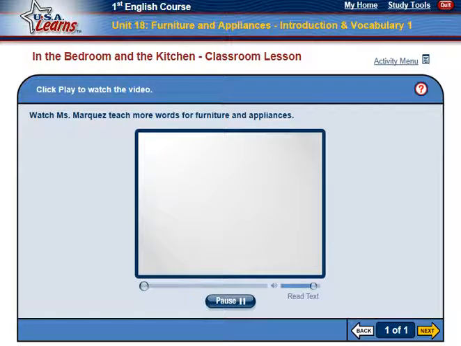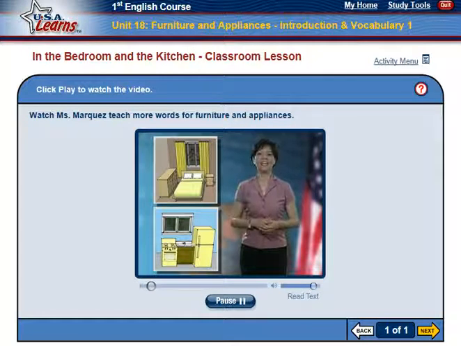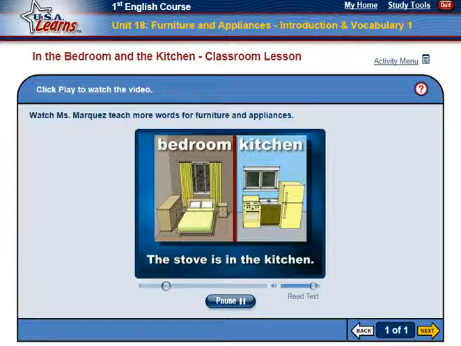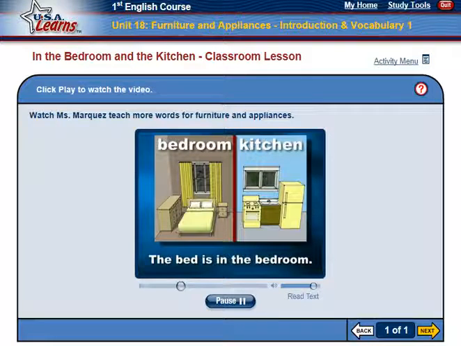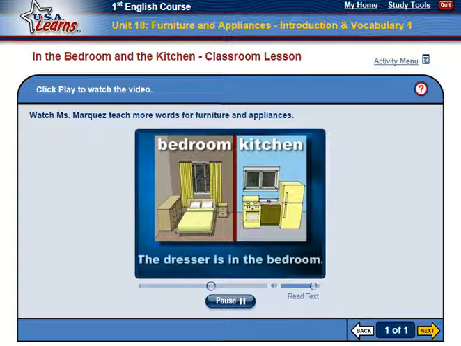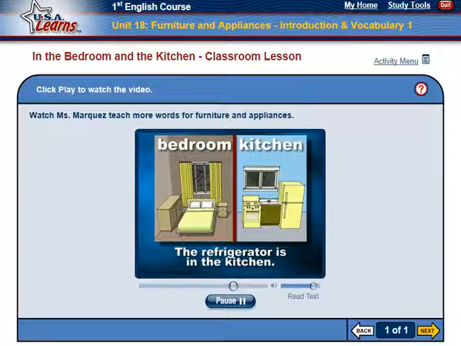Look at the pictures and repeat after me. The stove is in the kitchen. The bed is in the bedroom. The sink is in the kitchen. The dresser is in the bedroom. The refrigerator is in the kitchen. The night table is in the bedroom.